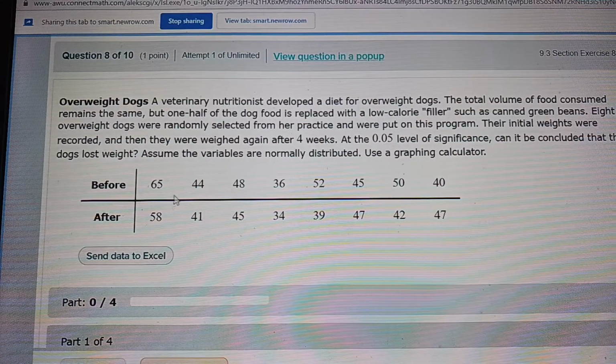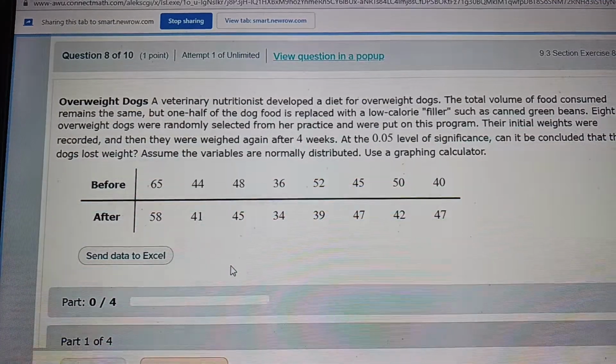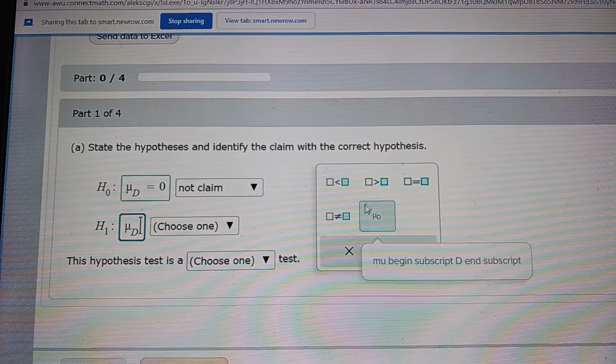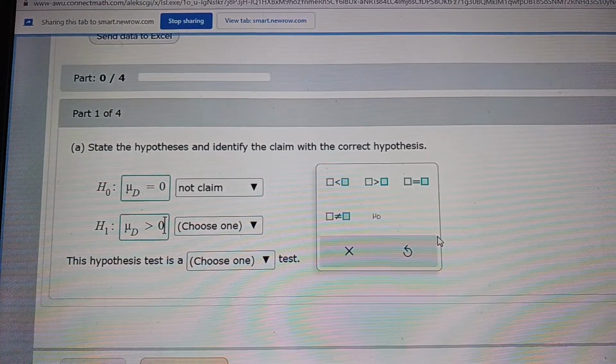Are they going down or up for the most part? Here's one that's going up, but the rest of them are all, oh, here's another one, but the majority of them are going down. I'm going down from 65 to 58, down from 44 to 41. So if you subtracted that, would you be getting positives or negatives? 65 minus 58 is positive 7. 44 minus 41 is positive 3. 48 minus 45 is positive 3. You're getting positives because the mean difference is greater than 0. Greater than 0 is a positive.